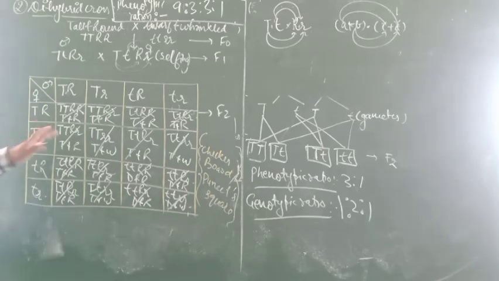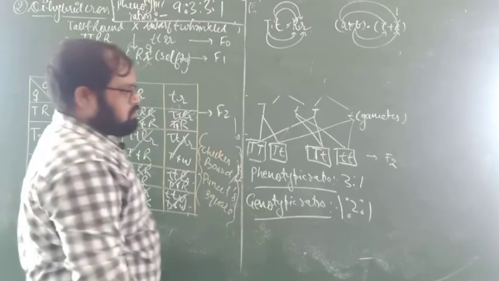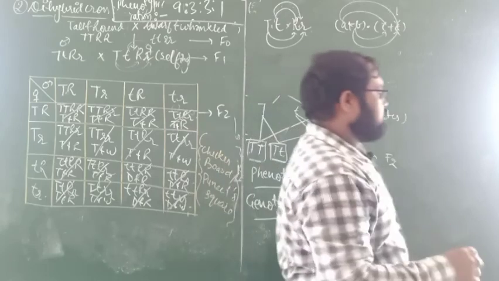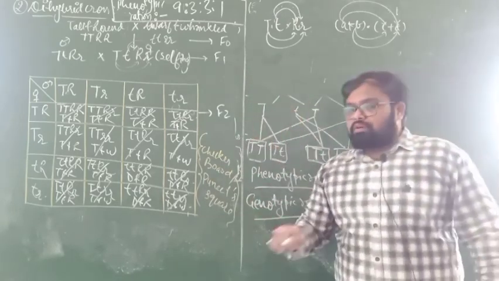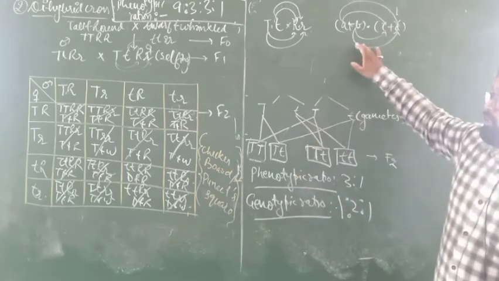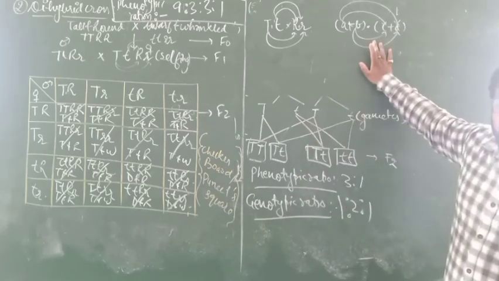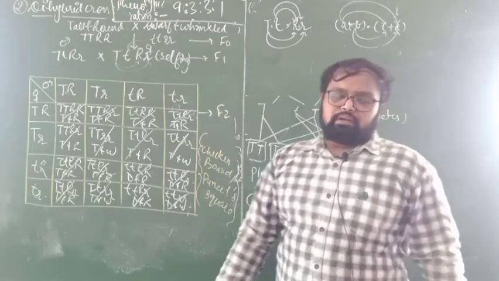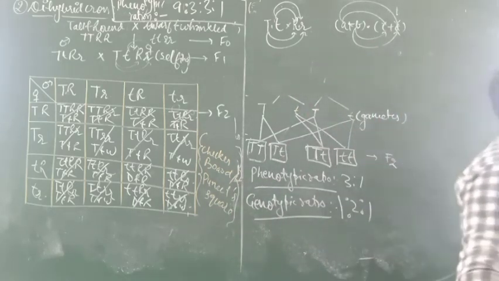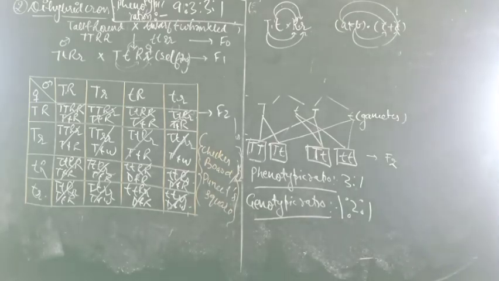Okay, so only the phenotypic ratio is asked in the examination for that dihybrid cross, not the genotypic ratio. But in the monohybrid cross, both ratios are asked, that is, phenotypic and genotypic ratio. So these are some important points. Note them down very carefully, because they are very important.